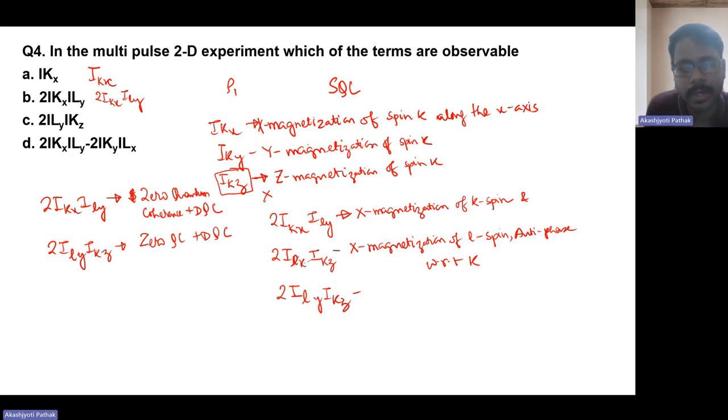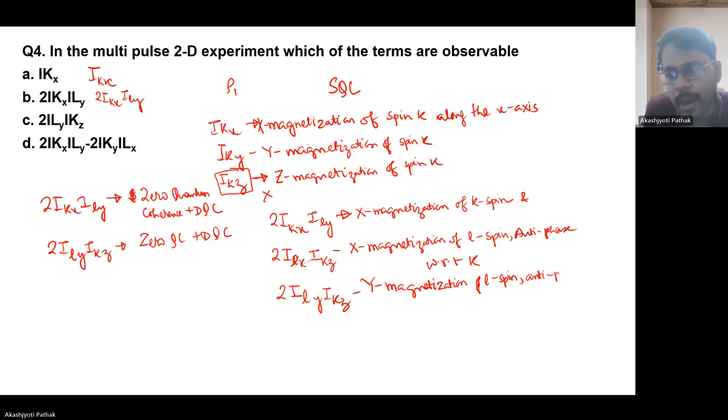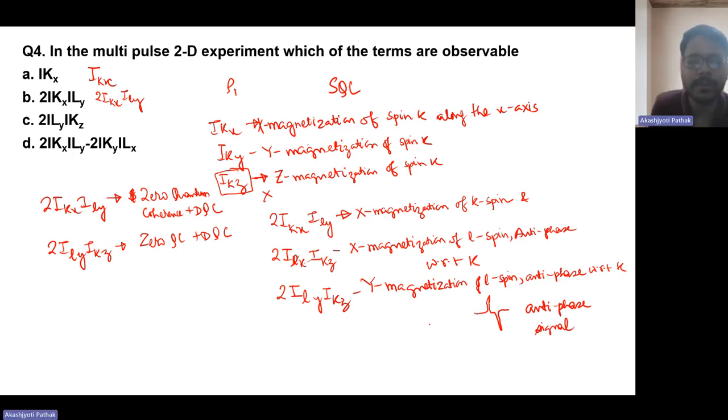Similarly, you can define this term. It means Y magnetization of L spin antiphase with respect to K. So antiphase signals means what? For an antiphase signal, you will obtain this type of signal. So this is an antiphase signal.